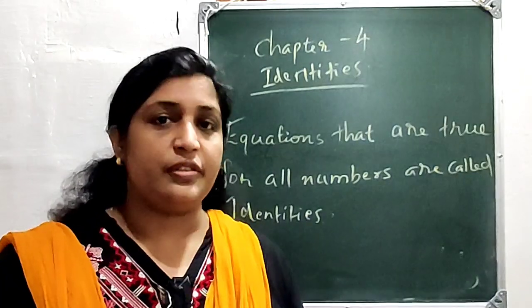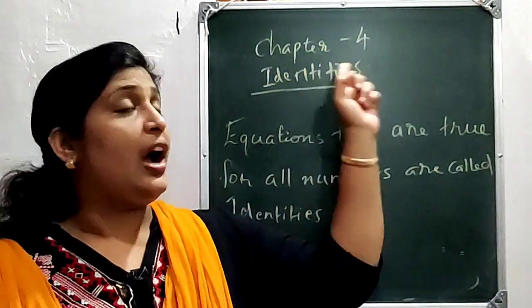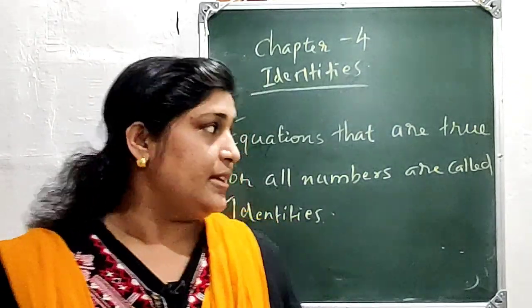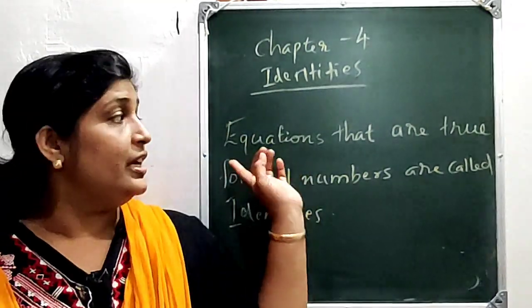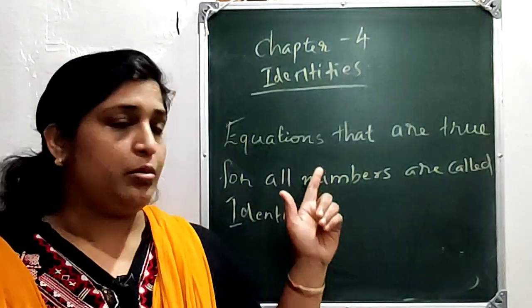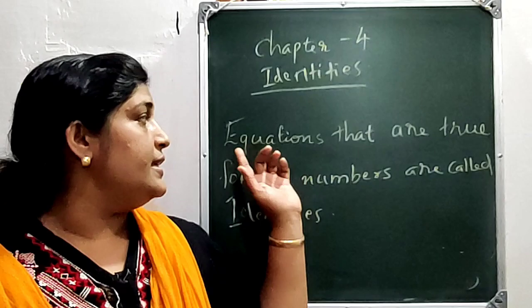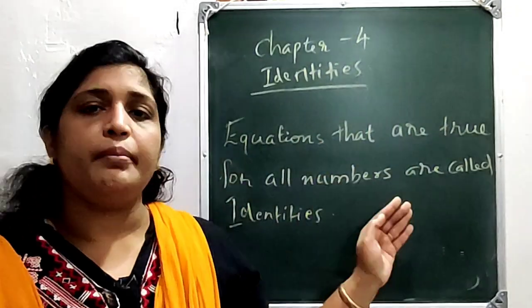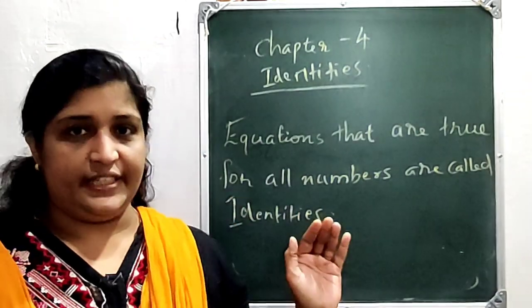Today we are going to start our new lesson, chapter 4, Identities. Do you know what identities are? Yes, identities are actually equations. We already had a chapter on equations. Do you remember? Yes, equations that are true for all numbers are called identities.